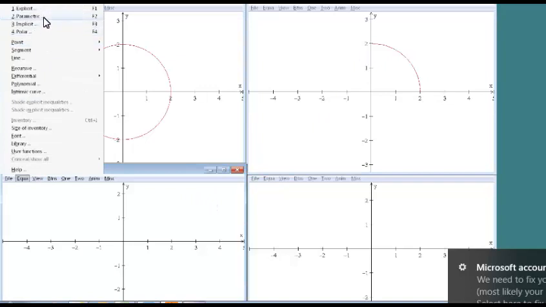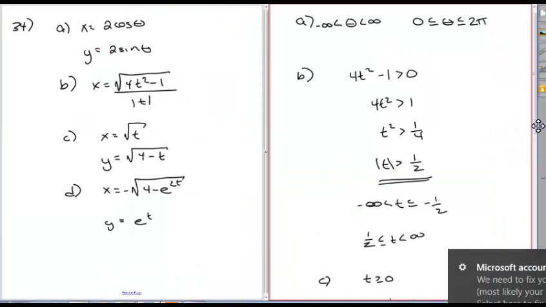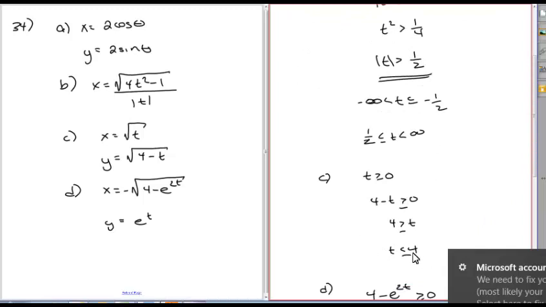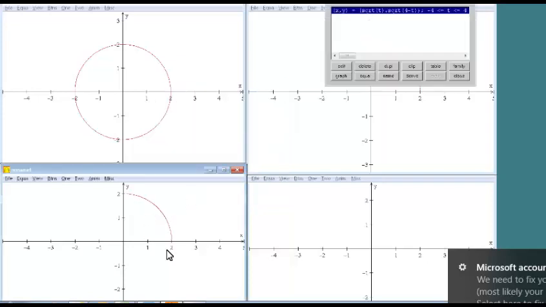Okay, let's go to the third one. Parametric equation, and the square root of t is x, and y is equal to the square root of 4 minus t. And if we go back to our domain, t has to be less than or equal to 4. So we can go from -4 to +4, I think. So let's try that. So we'll go from -4 to +4, and we say OK. And again, we only get the first quadrant part.